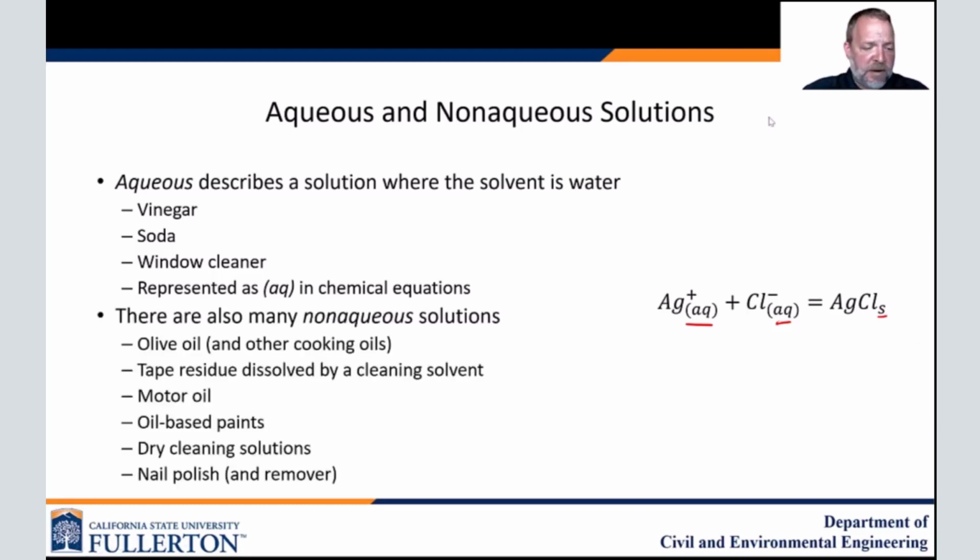That said, there are very many non-aqueous solutions too. Olive oil is kind of a non-aqueous solution, other cooking oils as well. Tape residue, if you had some tape residue on a surface and you dissolved it with Goo Gone or a different kind of solvent, that solution that you maybe wipe up with your paper towel is still a solution. The tape residue is dissolved into the solvent. Motor oil is a non-aqueous solution. Oil-based paints, dry cleaning solutions, and nail polish and its remover are also non-aqueous solutions.